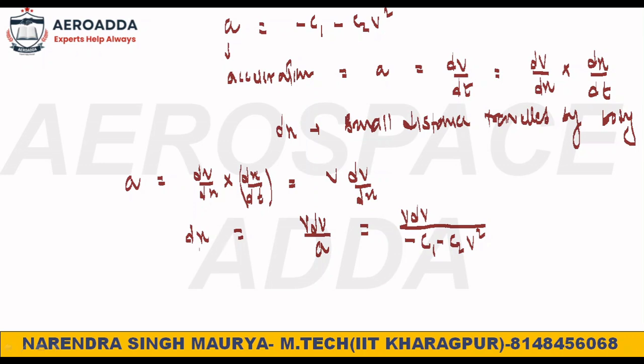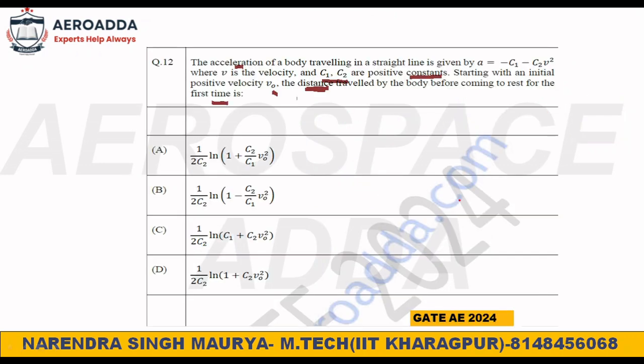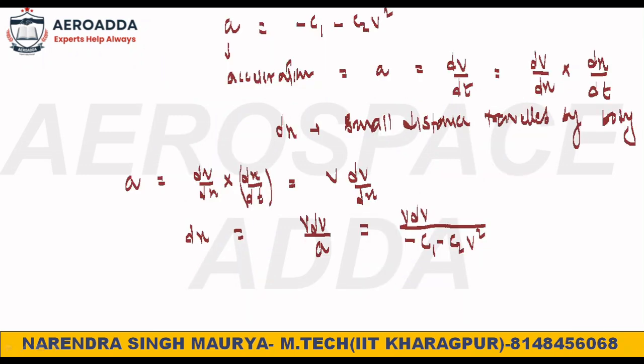Okay, this dx you have to integrate from where? From the initial velocity. It's clearly mentioned, from initial velocity to rest. So what will be the limit, from v naught to rest? Means 0. That's all, right? Simple mathematics only. Nothing else we are doing here. It's simple mathematics.